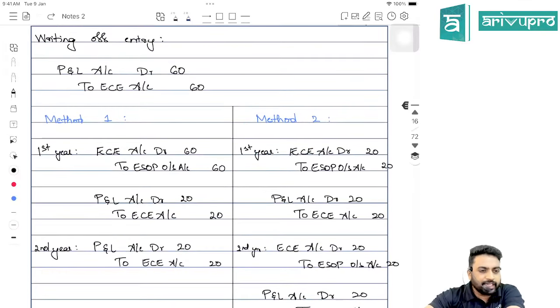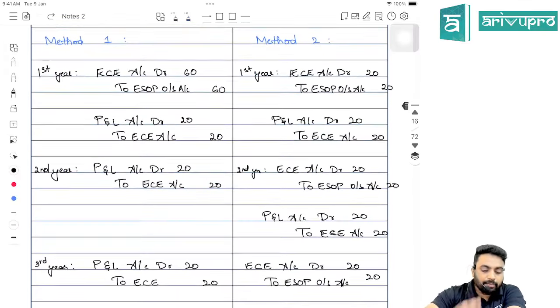When we write off P&L to employee compensation expense, method 1, you see, that is creating a provision to the extent of full. In our example it was 60, correct? So first year only we created full employee compensation expense account debit to ESOP outstanding account. Here listen, employee compensation expense won't be an expense now. It's not a full expense. It's a fictitious asset.